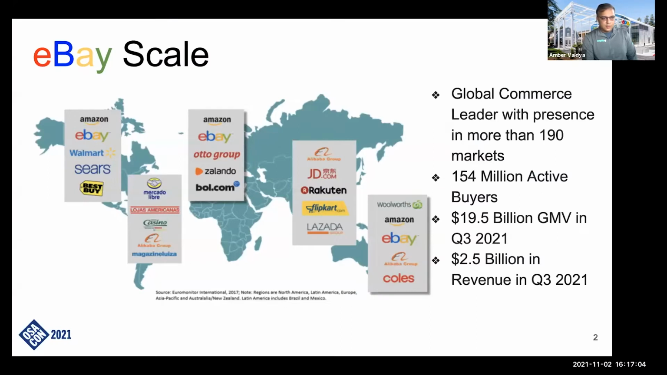For folks who are not familiar, eBay is a global e-commerce leader with presence in about 190 markets. We have about 150 million active buyers on the site with 19.5 billion GMV. GMV stands for gross merchandise volume, as of Q3 of this year, and about 2.5 billion in revenue, again as of Q3 of this year. These numbers are just to give you a sense of the scale that we deal with in our systems.